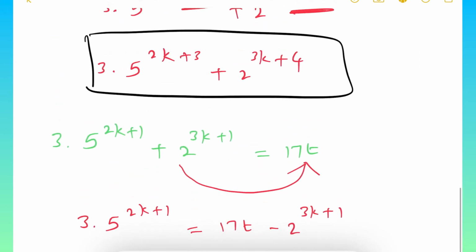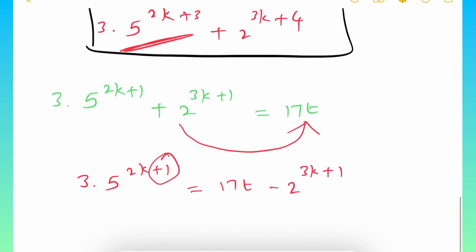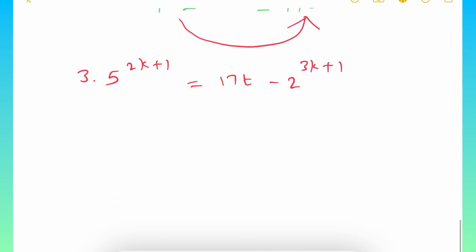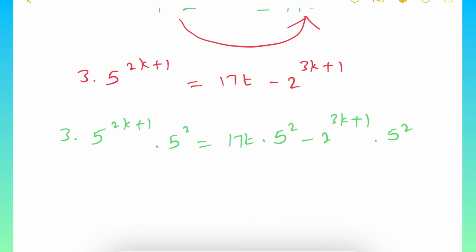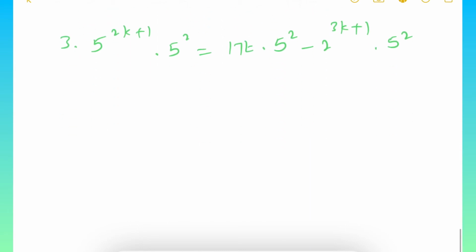Now if we observe what we need to get, here we have 3 into 5 power 2k plus 3, but here we have plus 1 only. So to make it plus 3, we need to multiply by 5 square. So left side, 3 into 5 power 2k plus 1 into 5 square, equals 17t into 5 square minus 2 power 3k plus 1 into 5 square. Whenever we are multiplying the equation on both sides, we need to multiply each and every term compulsorily. Okay, now what will we get?